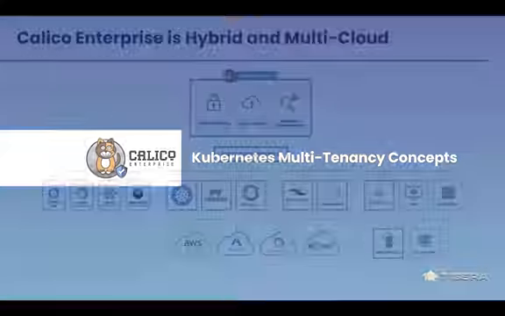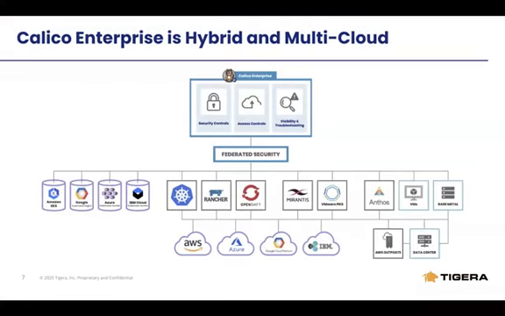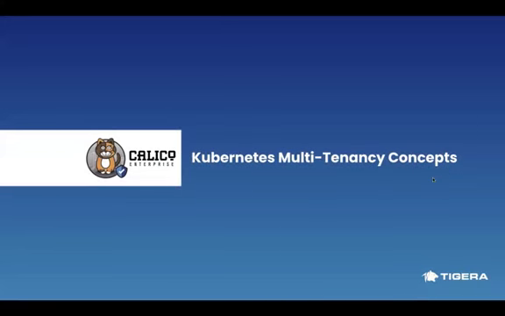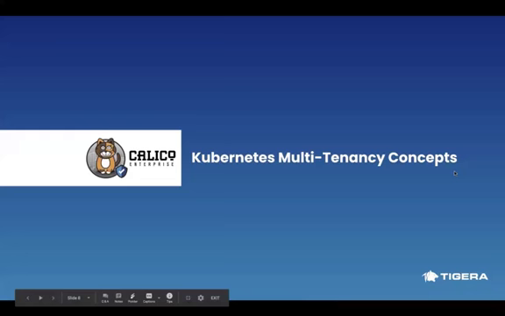Beyond that, we also provide multi-cluster management. So if you have hybrid clusters running across different Kubernetes clusters, or even within the same environment, there is a federated security model that we provide in multi-cluster management. So with that, just a quick overview to make sure that you're aware of what Calico is and what Calico Enterprise is as well.